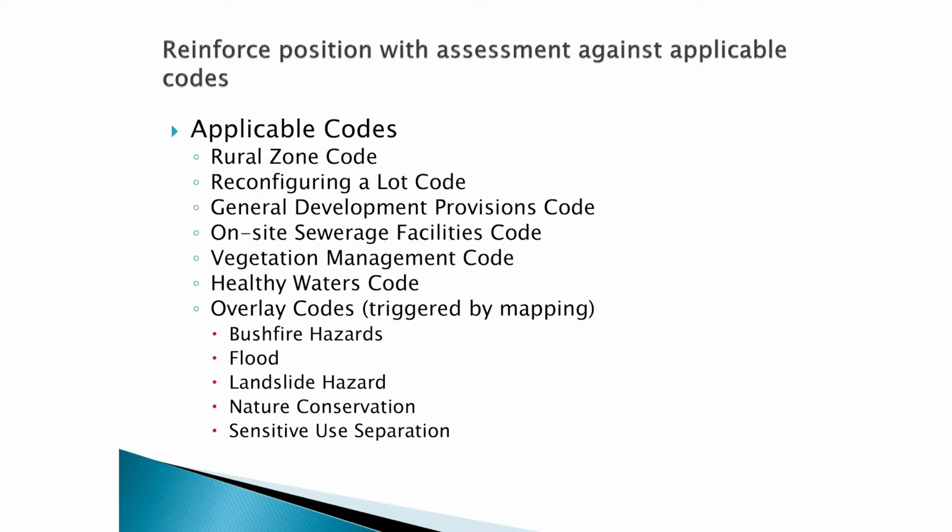So at this stage, the application is not looking good in the 03 scheme, it's not looking good in the 2015. So once again, it's a top-down approach, and we've gone through the strategic intent, but we still need to go through the applicable codes to help reinforce our position on it. So there's still an obligation to go through the Rural Zone Code, the Reconfiguring of a Lot Code, General Development Provisions Code, and to a lesser extent the On-site Sewerage Facilities Code, Vegetation Management Code, Healthy Waterways Code, and importantly any overlay codes: bushfire, flood, landslide, and sensitive land use separation.